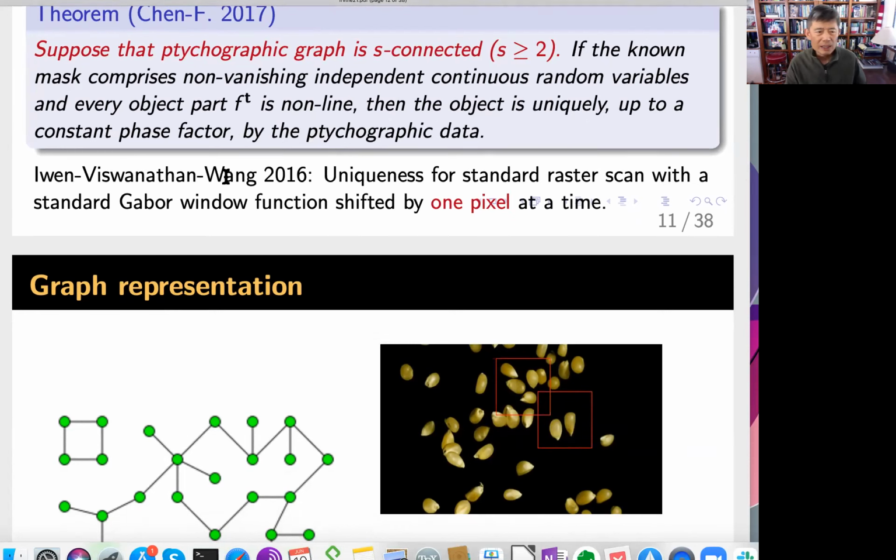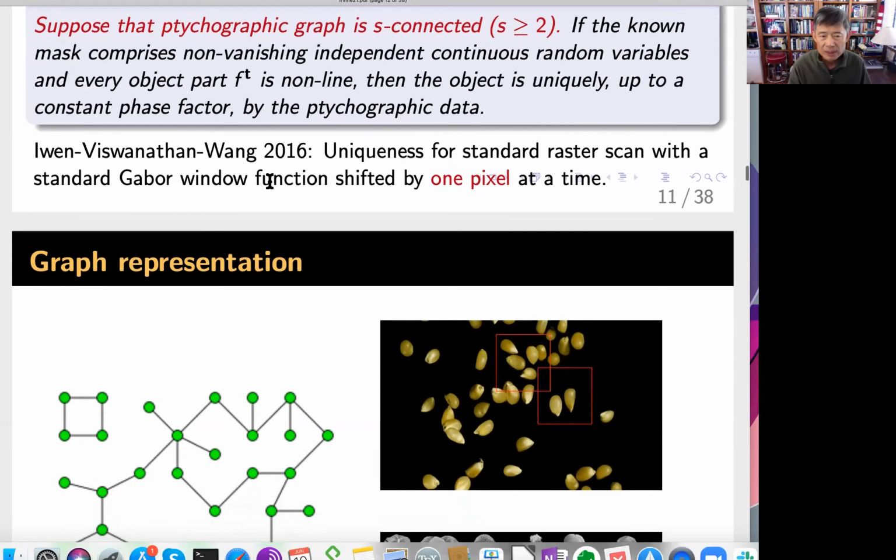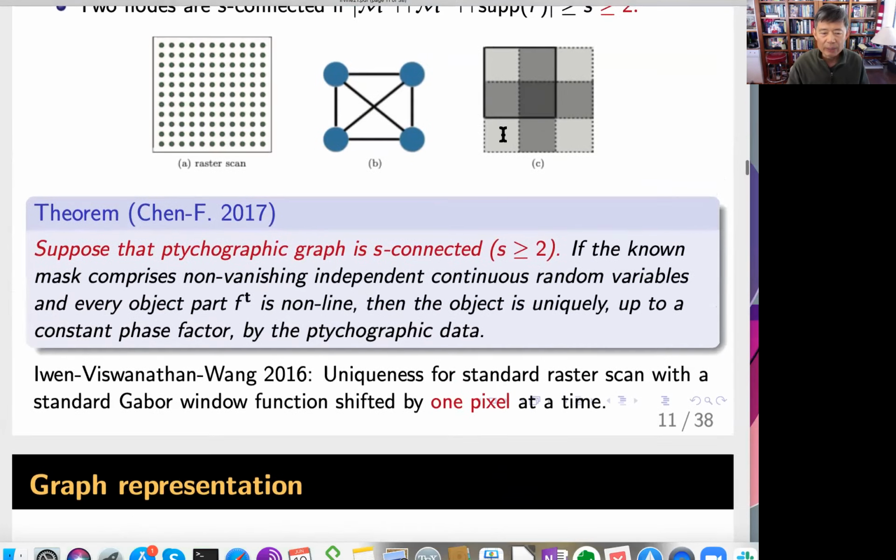Now these 3 mathematicians come up with a uniqueness result for standard raster scan with a standard Gabor window function. Now here, my theorem requires independent random measurement, random probe. Here for the standard Gabor window function, they also have a uniqueness result, but they have to assume that the shift is by 1 pixel at a time. So this is the maximum amount of shift. Okay, you cannot just work with like 50% overlap or anything.